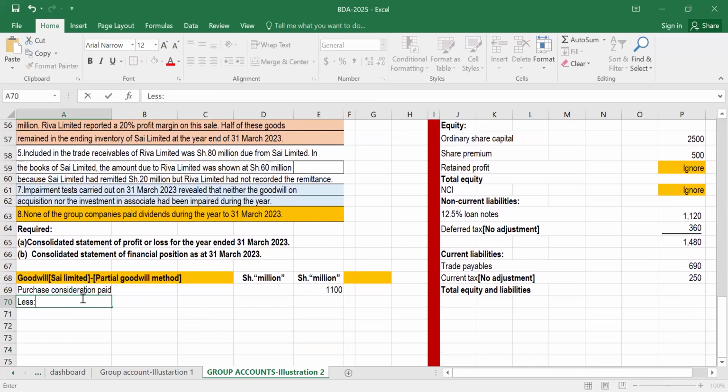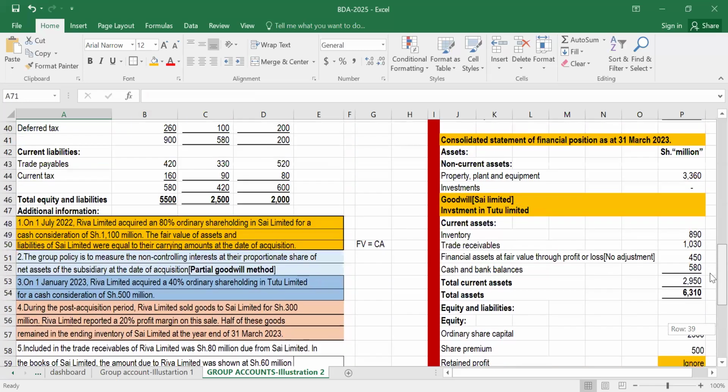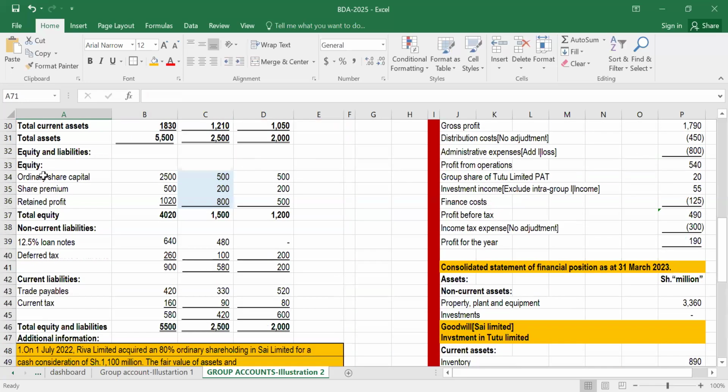To less the fair value of net assets acquired. Fair value of net assets which were acquired. And I think you can also recall how we compute this one. To compute this one, we take the ordinary share capital of the subsidiary plus all pre-acquisition reserves. I think I can just copy these items which we have here.